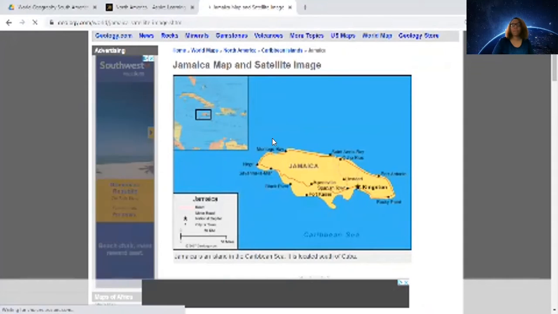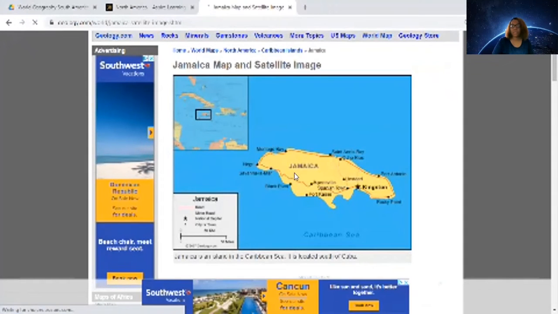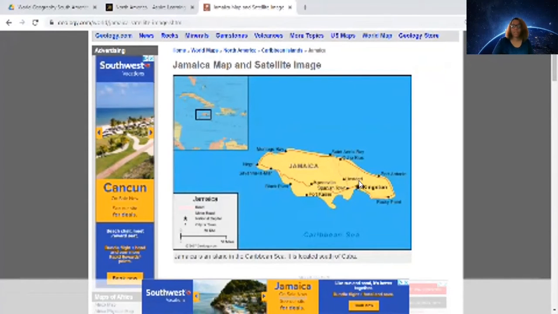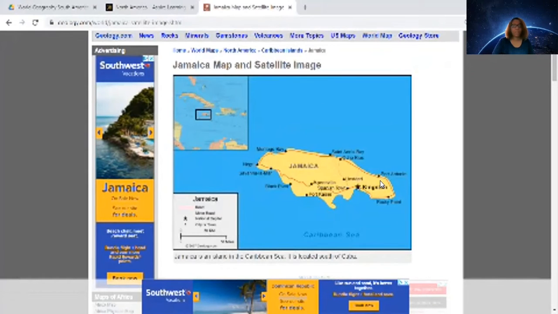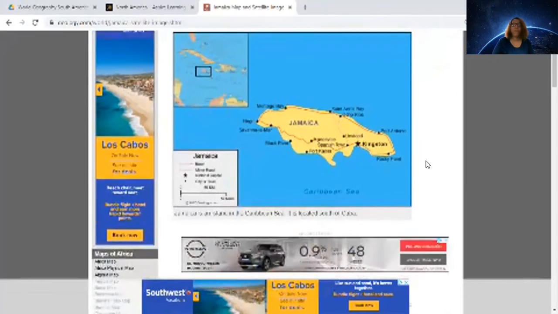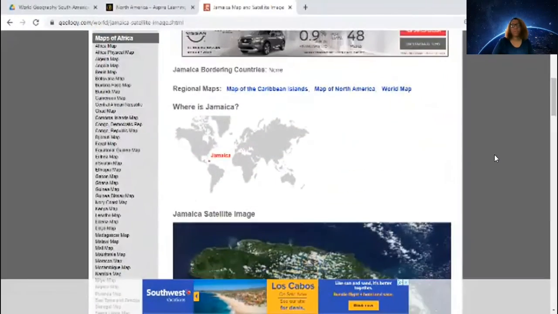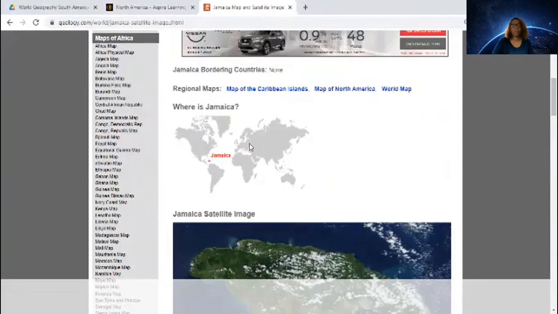And this is nice because you'll see the cities, the states in Jamaica, and you see the one with the star is the capital city. So that's one way of knowing the capital of it. And this is nice because it gives you a little bit more information about it.